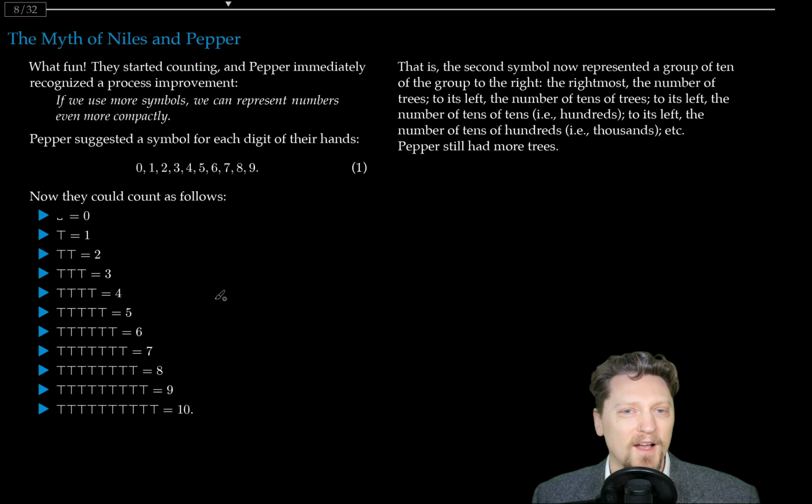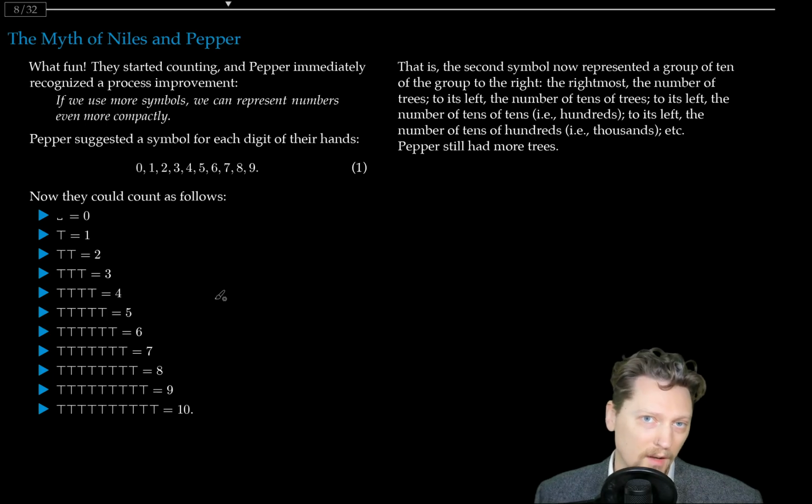What fun! They started counting, and Pepper immediately recognized a process improvement. If we use more symbols, we can represent numbers even more compactly. Pepper suggested a symbol for each digit on their hands: 0, 1, 2, 3, 4, 5, 6, 7, 8, 9. Now they could count as follows. 0 through, now 10 up here. We've got the overflow. We ran out 0 through 9, and then the overflow happens, and we have one group of 10.